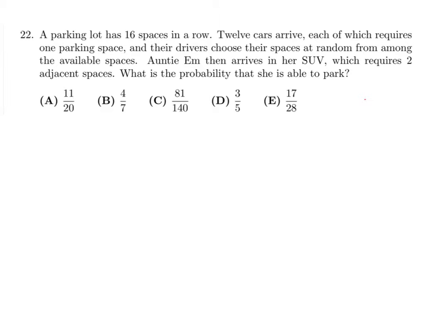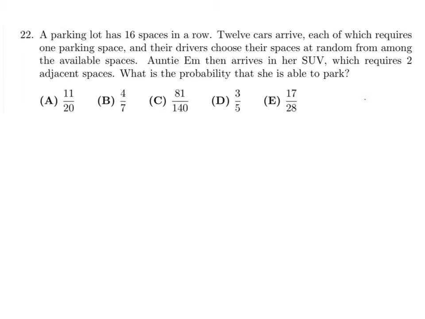12 cars arrive, each of which requires one parking space, and their drivers choose their spaces at random from among the available spaces. Auntie M then arrives in her SUV, which requires 2 adjacent spaces. What's the probability she is able to park?